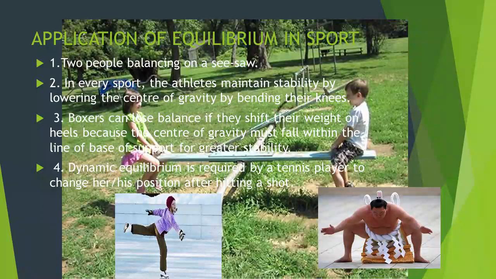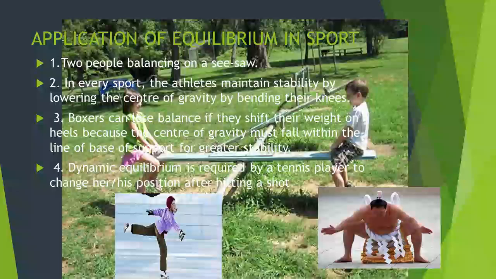Application of equilibrium in sport. 1. People balancing on a seesaw. 2. In every sport, the athletes maintain stability by lowering the center of gravity by bending their knees. 3. Boxers can lose balance if they shift their weight onto their heels, because the center of gravity must fall within the line of base of support for greater stability. 4. Dynamic equilibrium is required by a tennis player to change her/his position after hitting a shot.